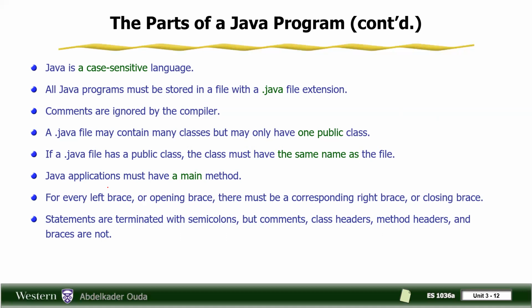For every left brace, opening brace, there must be a corresponding right brace, or what is called a closing brace. Statements are terminated with a semicolon, but comments, class headers, method headers, and the braces are not ended with a semicolon.